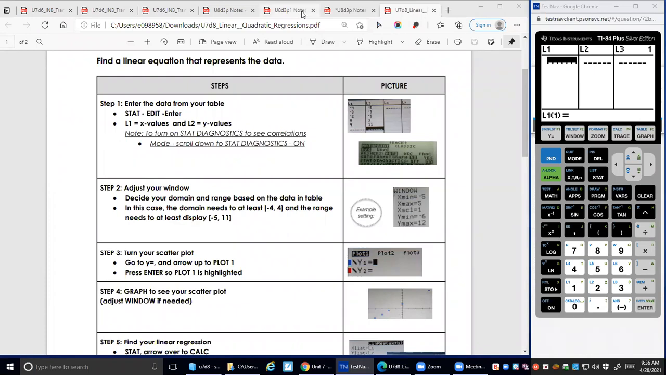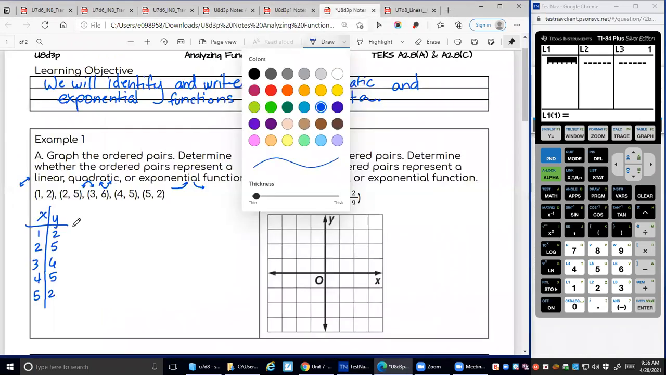Okay. Now let's go back to the table because I need to see it. And I'm going to type in my values for X. 1, enter, 2, enter, 3, enter, 4, enter, 5, enter. So to find that, if I'm in my basic screen, I hit stat, 1. And that takes me there. So I put in all my X and I have all my Y's. So I'm going to go right here and enter 2, enter, 5, enter, 6, enter, 5, enter, 2.